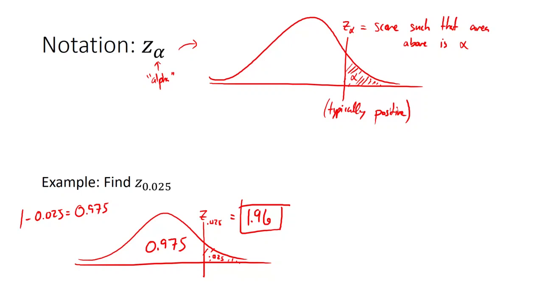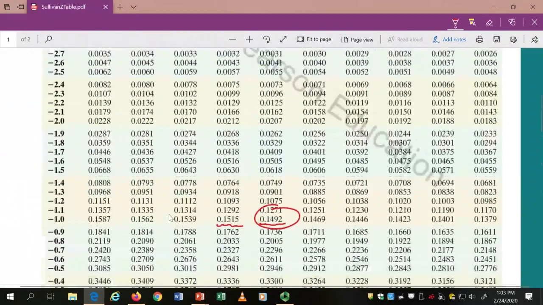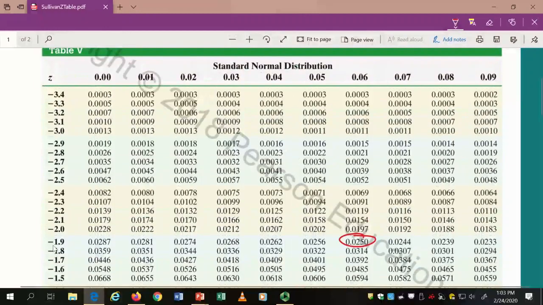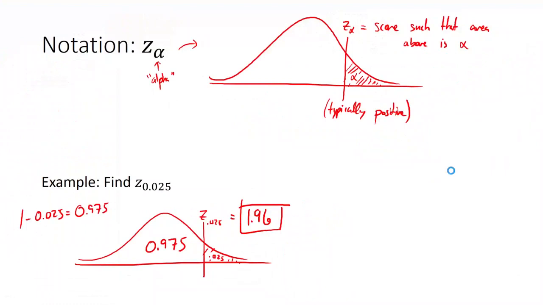Oh, if you do the reverse of it. Yeah, you could. Remember it's symmetric? So we could have just looked up this number on the negative side. If you go to the negative side of your table and look up 0.025, yeah, see right here? 0.025. What's the z-score? Negative 1.96. So you could just look it up on the negative side and just remember that the z alpha is the positive version of it. So there's two ways to find it.